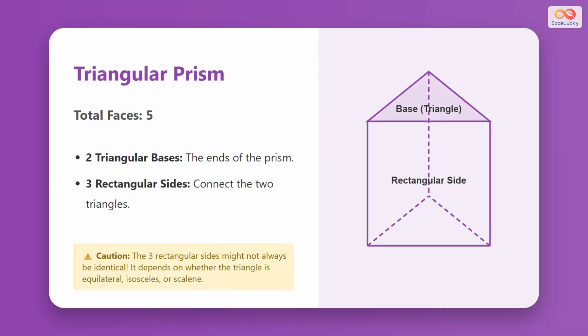Now let's look at a triangular prism. This shape has 5 faces in total. There are 2 triangular bases at the ends and 3 rectangular sides connecting them. Be careful though, the 3 rectangular sides might not always be identical, depending on the type of triangle used for the base.